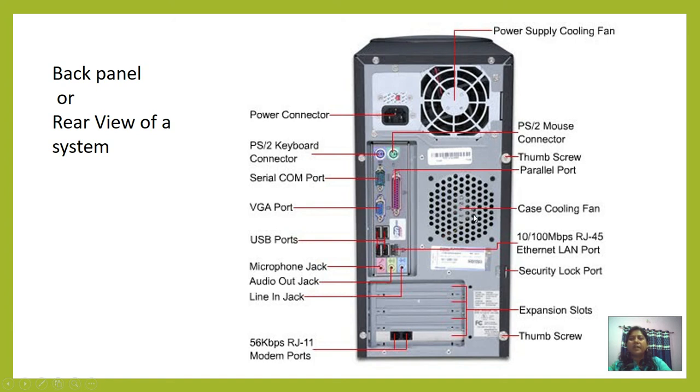Next, this port is called the RJ45 connector port, or it can be pronounced as Ethernet LAN port also. And here the RJ11 modem port is there. This one is the RJ45 LAN port and this one is your RJ11 modem port, and these are the expansion slots. This expansion slot is used for attaching a new graphics card or Wi-Fi LAN card.